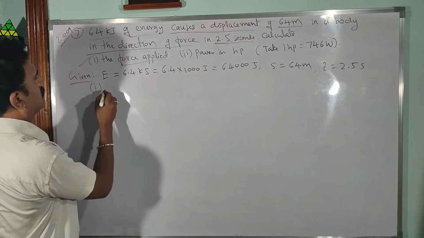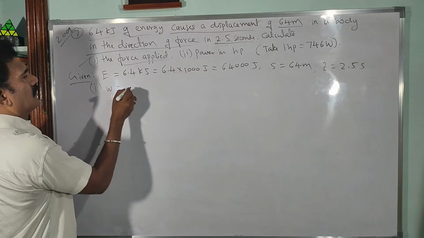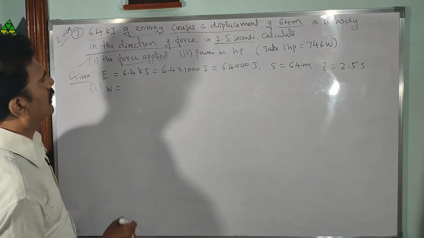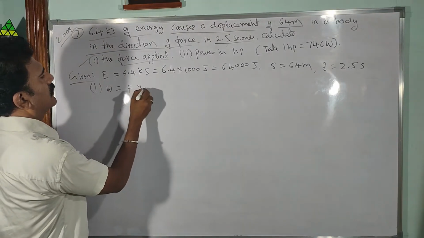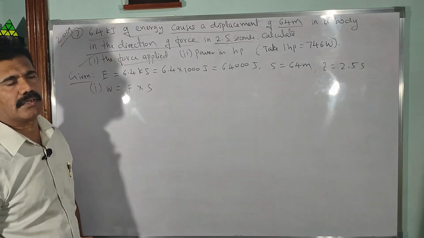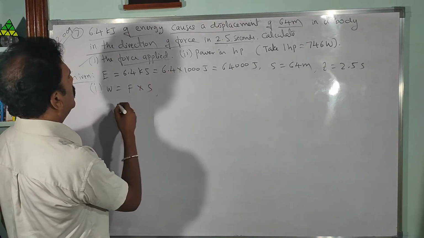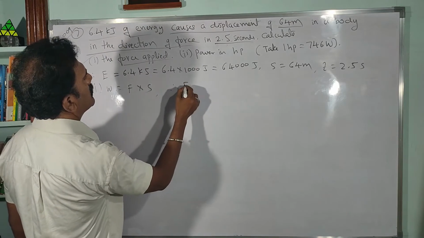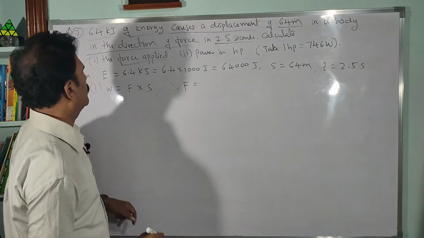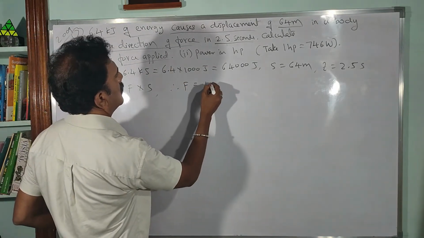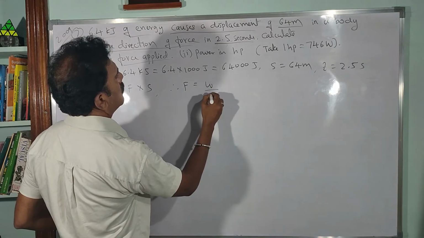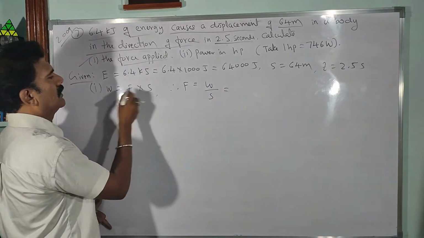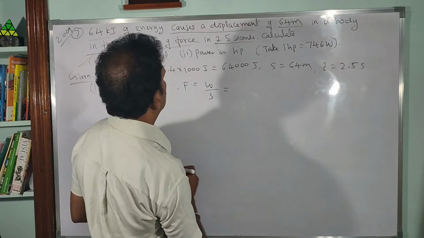Force applied. So first write down the usual formula. What is the work done here? Work done is equal to force into displacement. Correct. So we need to calculate force here. Therefore rearrange the equation for force. F is equal to what? W divided by S. That's it. F is equal to W by S.